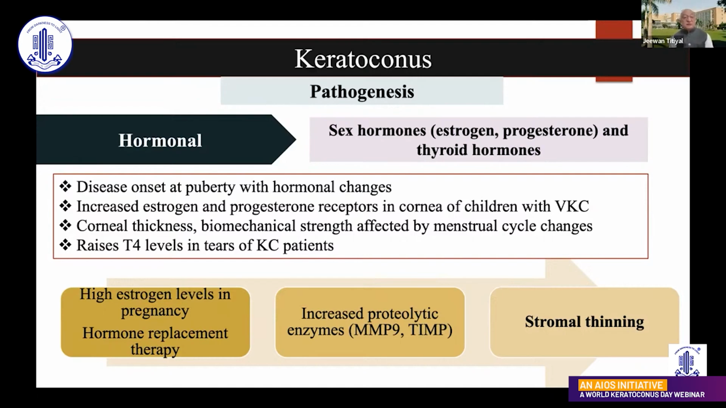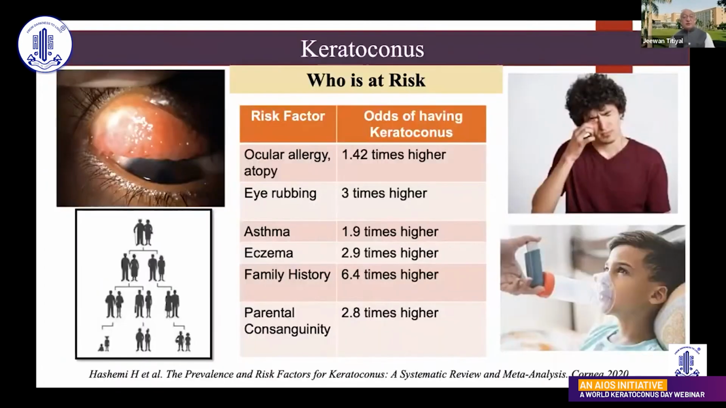We know that this disease is suddenly seen in the pubertal age, where a lot of hormonal changes are happening. If people have a pregnancy, there will be a definite change happening in the cornea. Many people have a progression of disease at that time. Similarly, raised T4 levels in keratoconus patients can also be associated. The hormonal changes also play a part in keratoconus. So this was the basic pathogenesis of keratoconus and the prevalence part, which I covered.